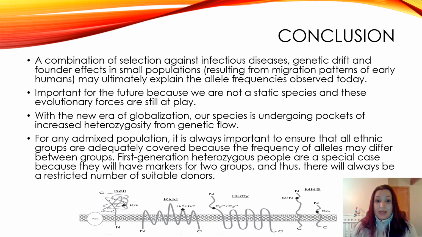First generation heterozygous people are a special case because they will have markers for two groups. Thus, they may have a restricted number of suitable donors.